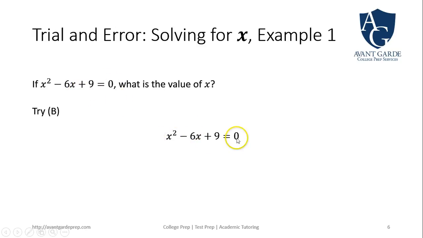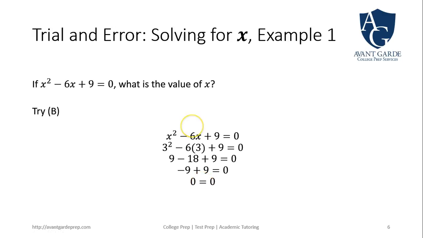So again, we have our equation. We insert the value in B, which was 3. Put that in there, and we get 9 minus 18 plus 9. Then we get negative 9 plus 9, and then we get 0 equals 0. In that instance, we've used trial and error successfully, and we know that B is the correct answer because this equation is true.